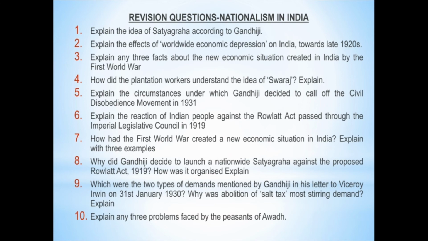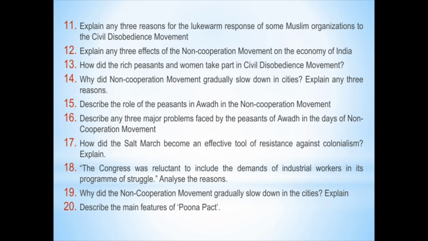Next set of questions. Explain any 3 reasons for the lukewarm response of some Muslim organizations to CDM. Explain any 3 effects of the non-cooperation movement on the economy of India. How did the rich peasants and women take part in CDM? Why did the non-cooperation movement gradually slow down in cities? Explain any 3 reasons. Describe the role of peasants in Oudh in the non-cooperation movement. Describe any 3 major problems faced by the peasants of Oudh in the days of the non-cooperation movement.